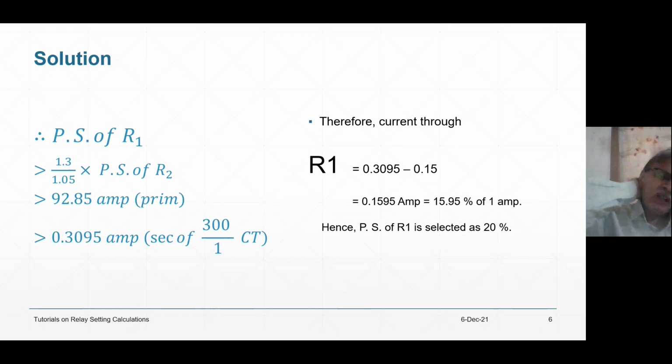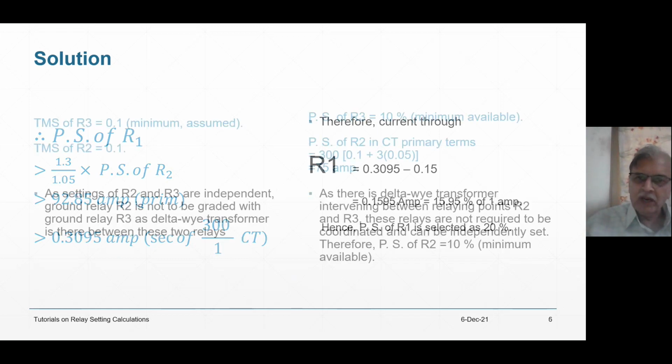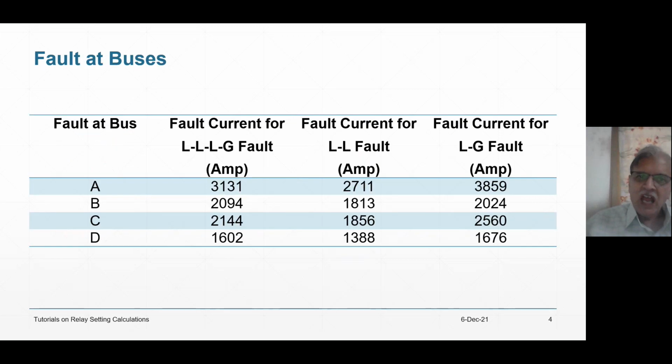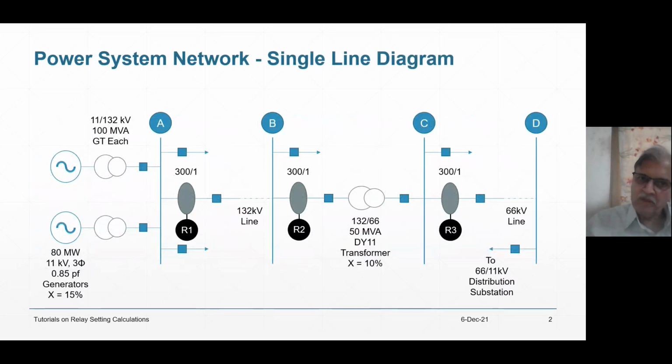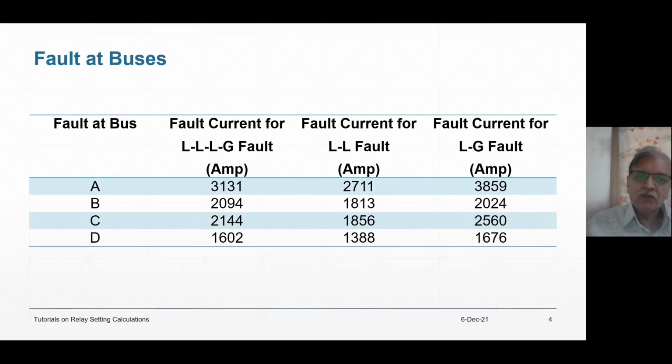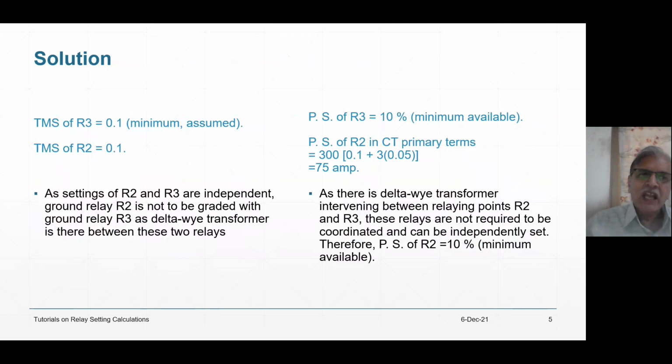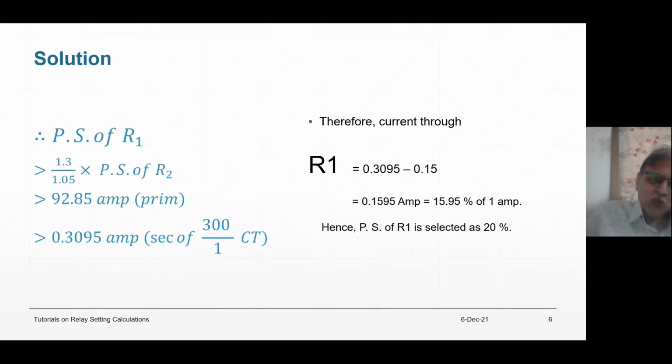Now I have to go for R1. Between R1 and R2, there is no transformer, my dear friends. Between R1 and R2, there is no transformer. So they are to be graded. Therefore, I will go in for grading between R1 and R2. So what is PS of R1? It is 1.3 divided by 1.05 of PS of R2. It has to be greater than that.